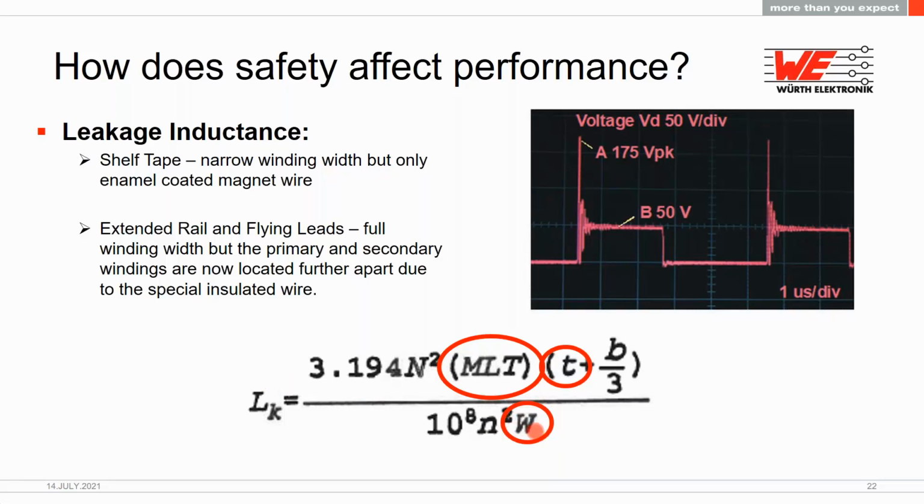This winding width is not necessarily affected in the extended rail or flying leads because, as I mentioned, we're able to utilize the full width of the bobbin.